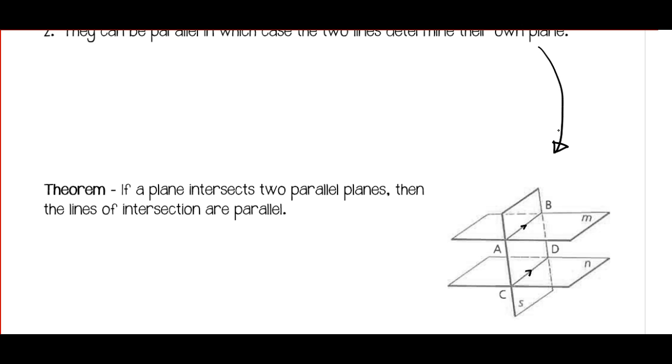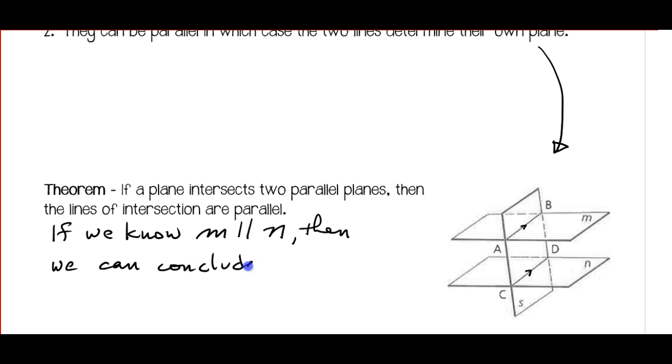And then we can talk about the converse of that, same picture here. If a plane intersects two parallel planes, then the lines of intersection are parallel. So for this, if we know that plane M is parallel to plane N, then we can conclude that AB is parallel to CD.